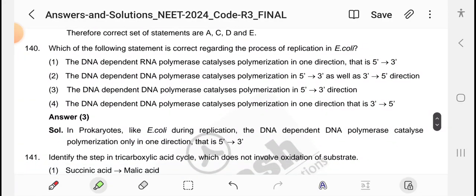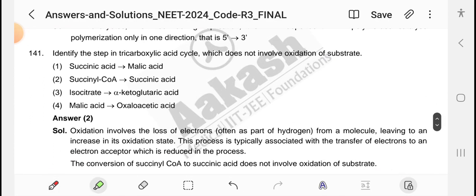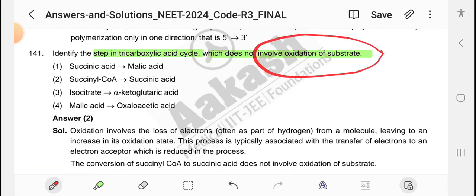Your next question, which of the following statements is correct regarding the process of replication in E. coli? So option number 3 would be correct. That is, the DNA dependent DNA polymerase catalyzes polymerization in 5' to 3' direction. So your next question would be, identify the step in tricarboxylic acid cycle which does not involve oxidation of substrate. So your correct option for this answer would be option number 2, succinyl-CoA and succinic acid.